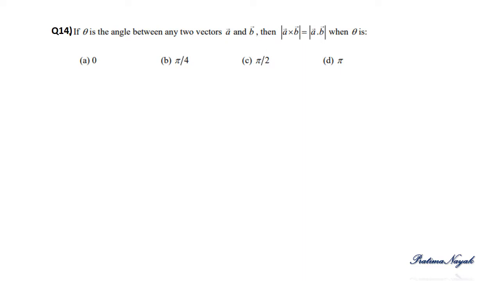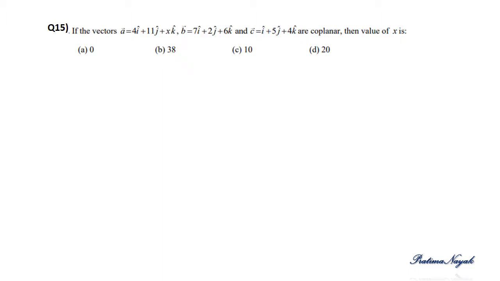So this is a simple question. If theta is the angle between any two vectors A and B, and |A cross B| is the same as A dot B, then what is theta? So A dot B is equal to |A| into |B| into cos theta, and |A cross B| is equal to |A| into |B| into sin theta. So when they are equal, that means sin theta is equal to cos theta and theta is equal to, yes, pi by 4. So B is the answer.